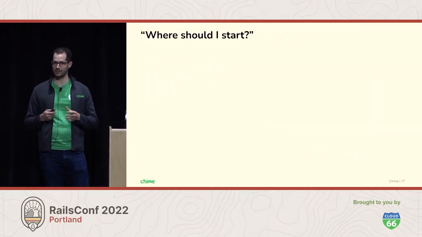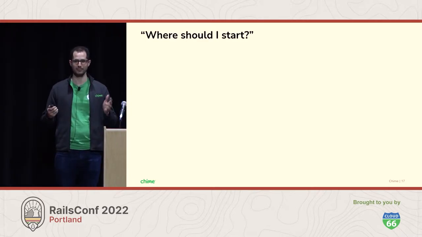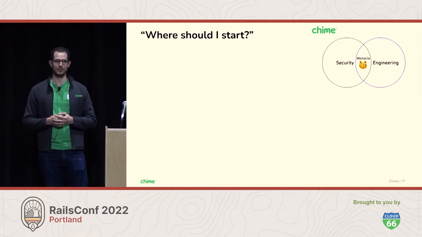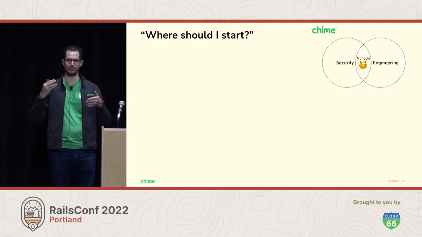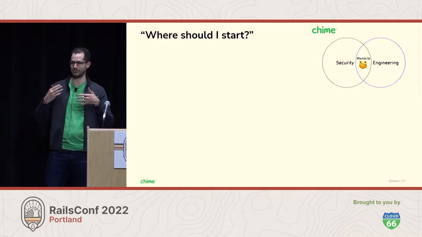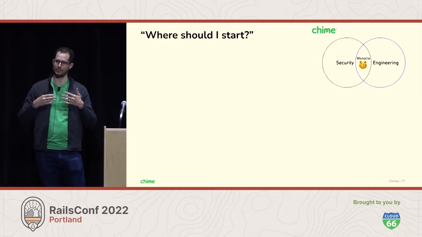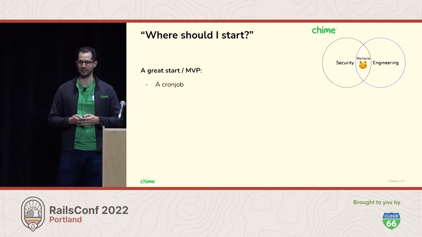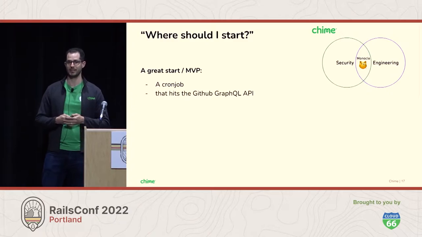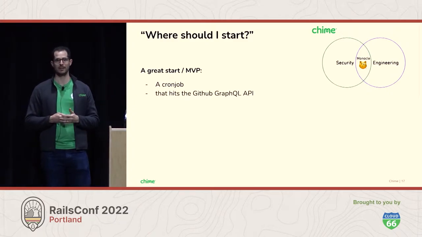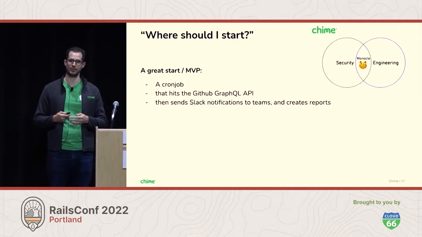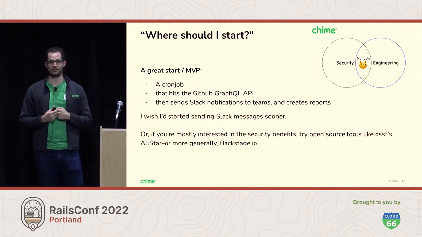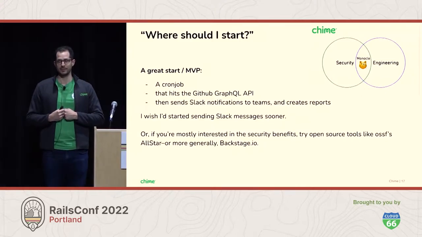So if you wanted to build something like this at home, so to speak, at your own company, where would you want to start? In the security realm, you just kind of think, where does engineering interact with security? And where do we want to build some tooling to help with that? A great start for your MVP is just a cron job that hits some APIs, like say GitHub, and then sends Slack messages and can also send reports from that job. Slack messages we found are very effective.